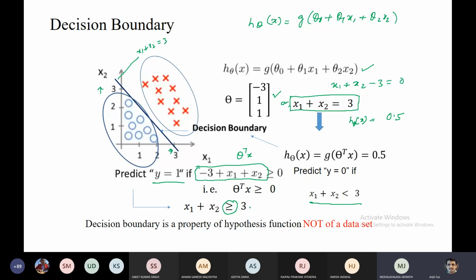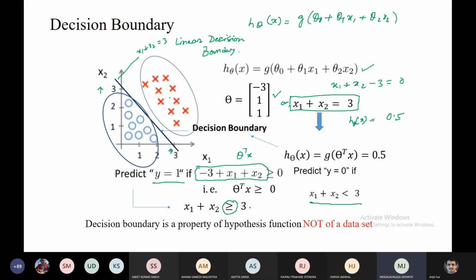This separator is greater than 0 when theta transpose x is greater than 0, and less than 0 when theta transpose x is less than 0. This line is called the linear separator, or a linear decision boundary. It separates these two point clouds, or these two classes.